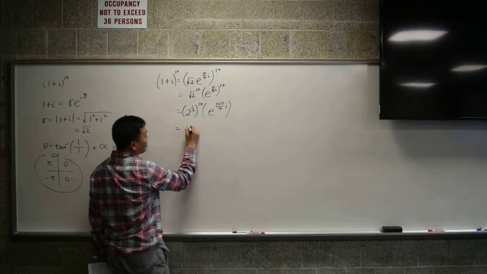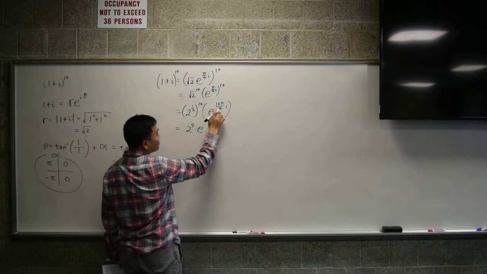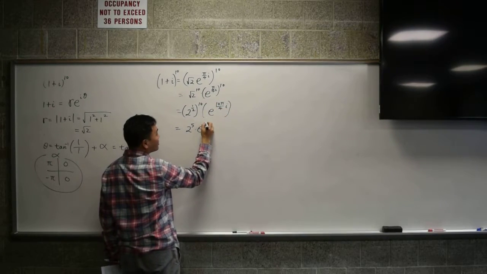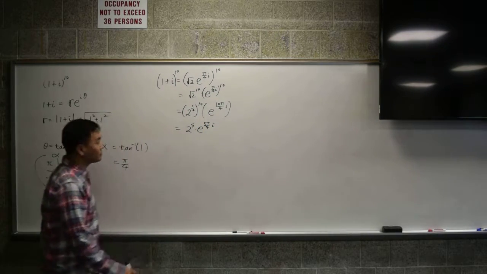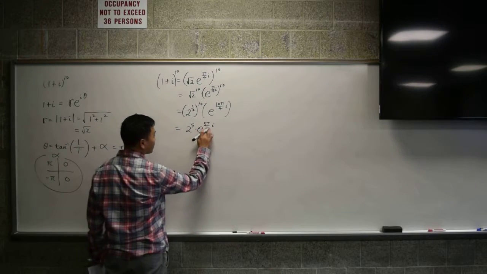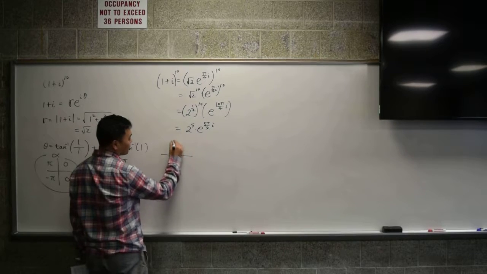1/2 times 10 is 5, so you have 2 to the 5th power, and e to the 10π over 4 reduces to what over what? 5π over 4 i, right? Over 2. Oh, 2, thank you. Over 2. Now, what's 5π over 2?